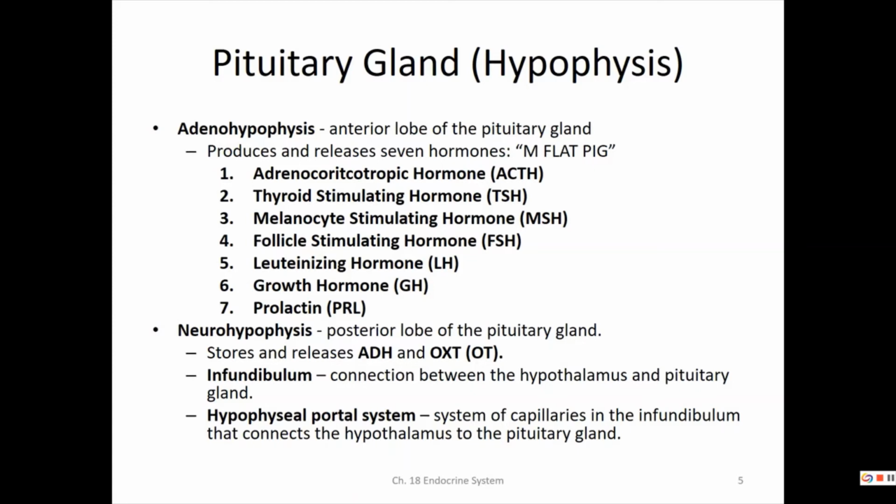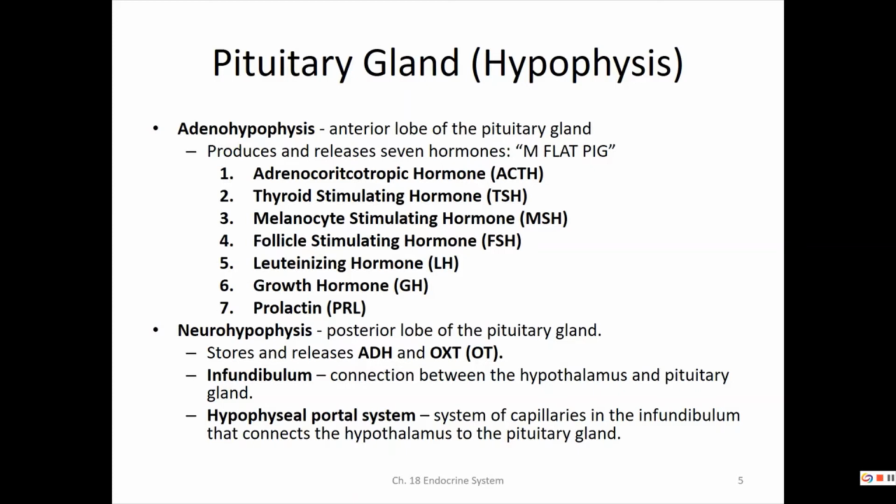What does that mean, guys? This is saying that when you see the word adeno, like adenomatous polyps, you're talking about things associated to glands. This is the glandular pituitary. This is the one that is made up of gland cells. It's the anterior pituitary. Now, the hormones here are 7 of them. It's M flat pig. I in pig stands for ignore, but I wanted it spelled flat pig. Okay, it was just a mnemonic. I like to use mnemonic devices.